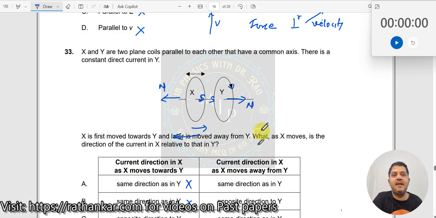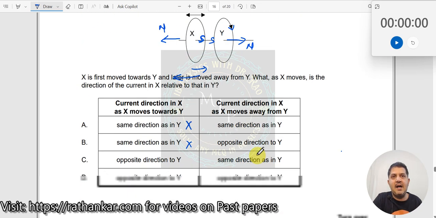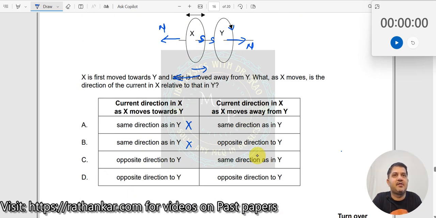Then next is if you move X away from Y. When you start moving in the opposite direction, what should the south pole do? The south pole should say, okay, I am not going to let you go outside. It should act opposite. The induced EMF here should act opposite. So therefore, this will become a north pole and this will become a south pole, right? When this becomes a north pole, the current in this coil will be in the same sense as that seen in Y over here. So therefore, this should also be going like this, the same direction as in Y.